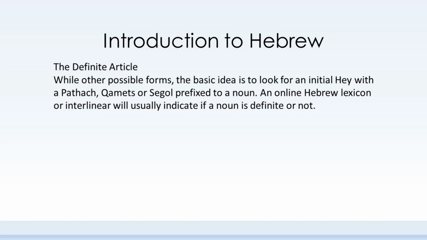While other possible forms exist, the basic idea is to look for an initial he with a pathach, kametz, or segol prefixed to the beginning of a noun. An online Hebrew lexicon or interlinear will usually indicate if a noun is definite or not.